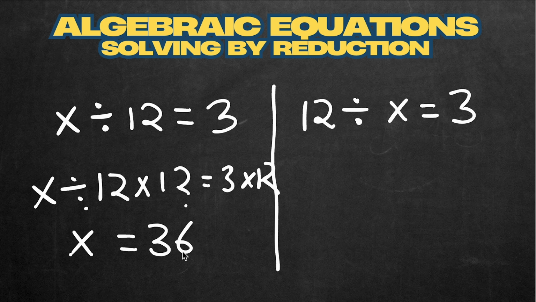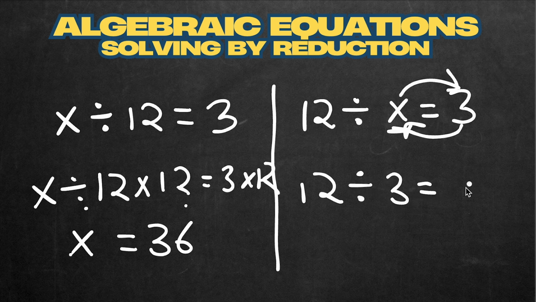I'll show you one more after this. But look at this, this is the simplest case. When you have a variable in this position, you can just simply swap it with this. It's that simple. So you will do 12 divided by 3 equals x. What is 12 divided by 3? When you divide 12 by 3, you get 4. So 4 equals x. That's the value of x in this equation.